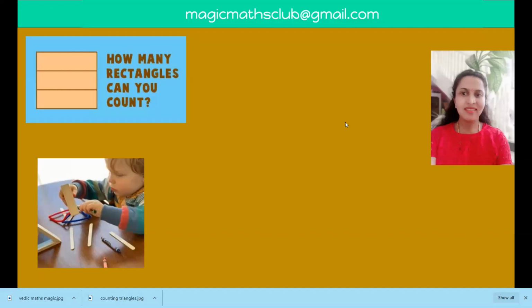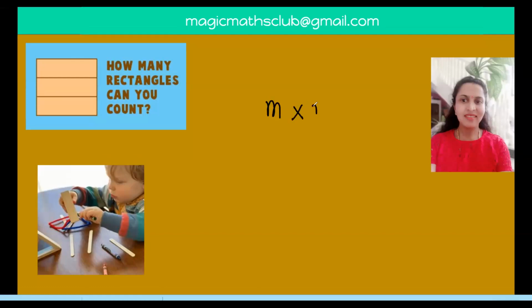Now, how many rectangles can you count? So when you go to rectangles, we have to learn this formula, when you have an m into n grid of rectangles. So here how much? 1, 2, 3. So m is 3. n is what? 1, because you can see only one division. So n is 1. So the formula says m into m plus 1 times n into n plus 1, divided by 4.